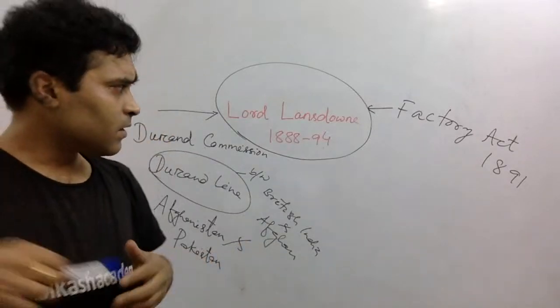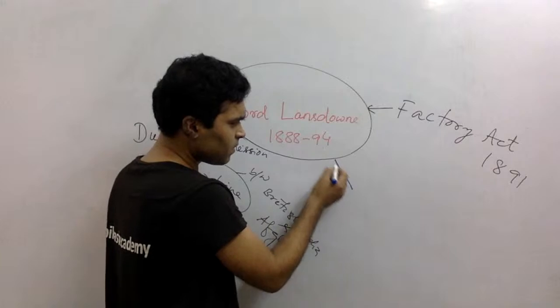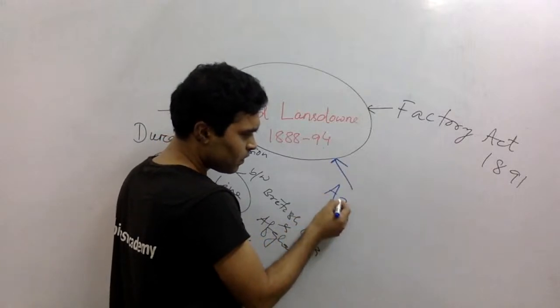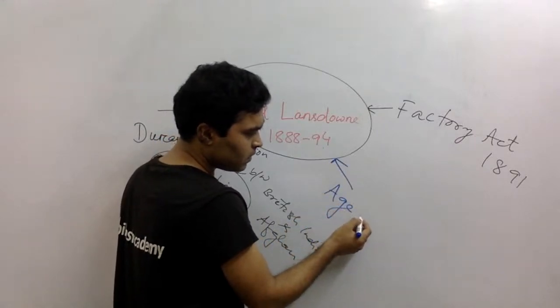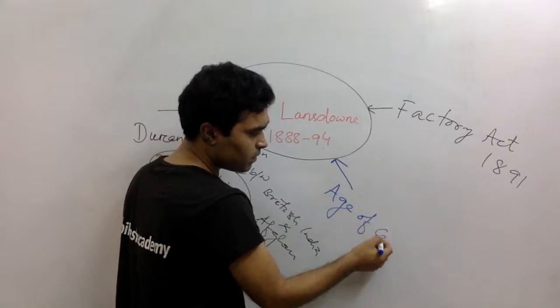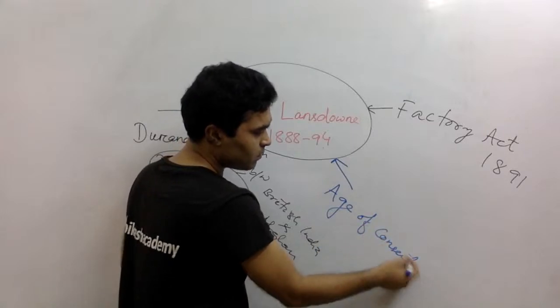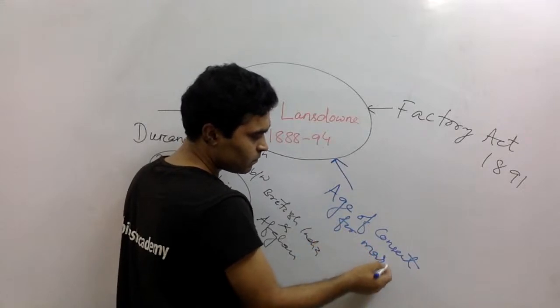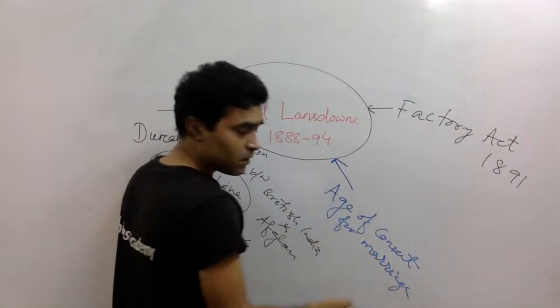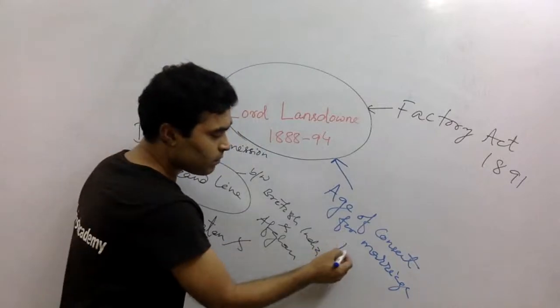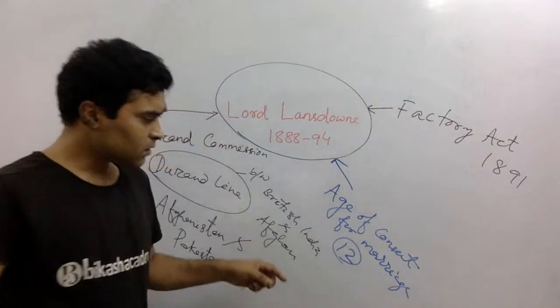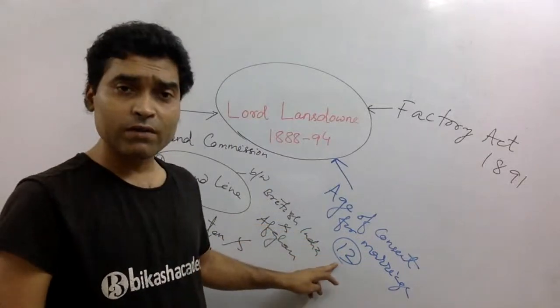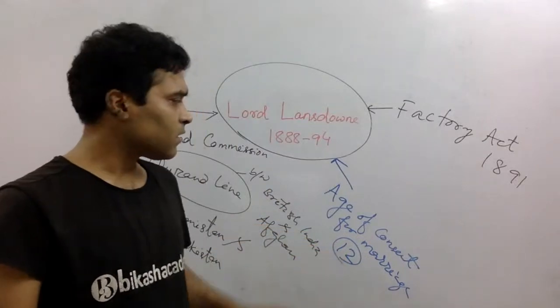Another event you should remember: the age of consent for marriage was fixed at 12 years, right? Girls cannot marry below 12 years. You should remember this, right?